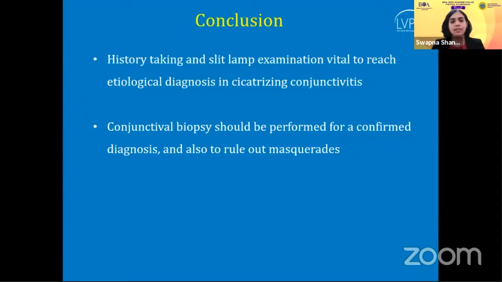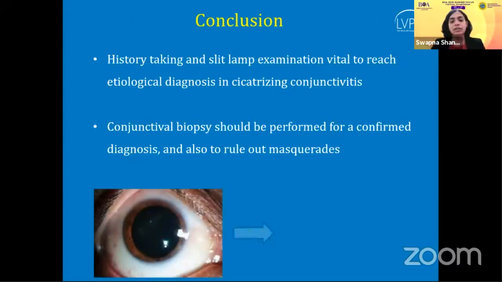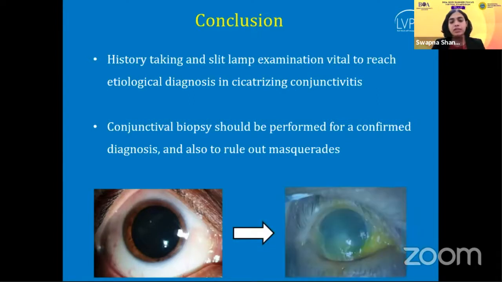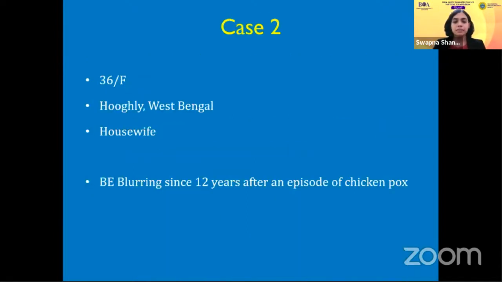So the conclusion of this case is history taking is very important. Slit lamp examination is vital to reach this etiological diagnosis, and a conjunctival biopsy should be performed for a confirmed diagnosis and also to rule out masquerades. And this is mainly to prevent an eye like this from being converted into an eye like this. I'll quickly run through the second case.